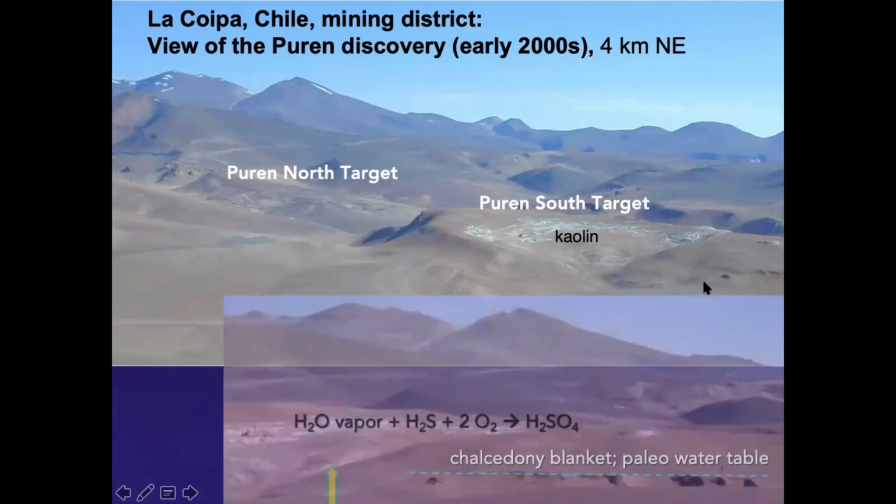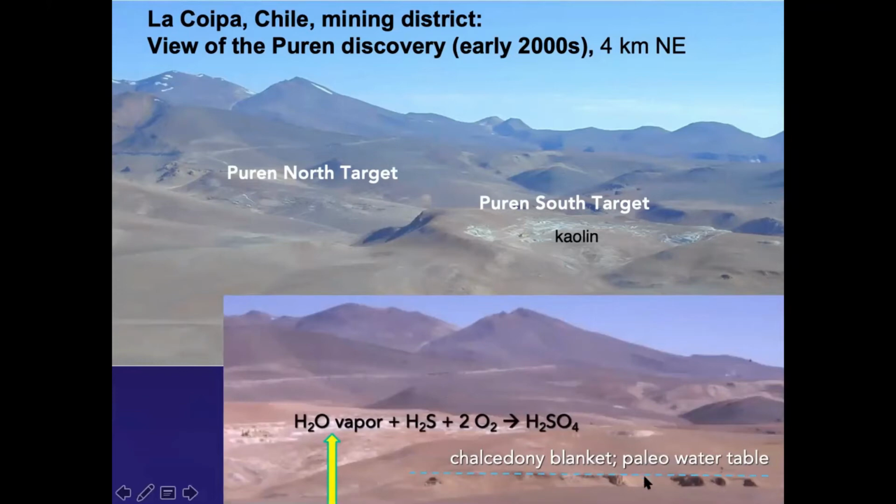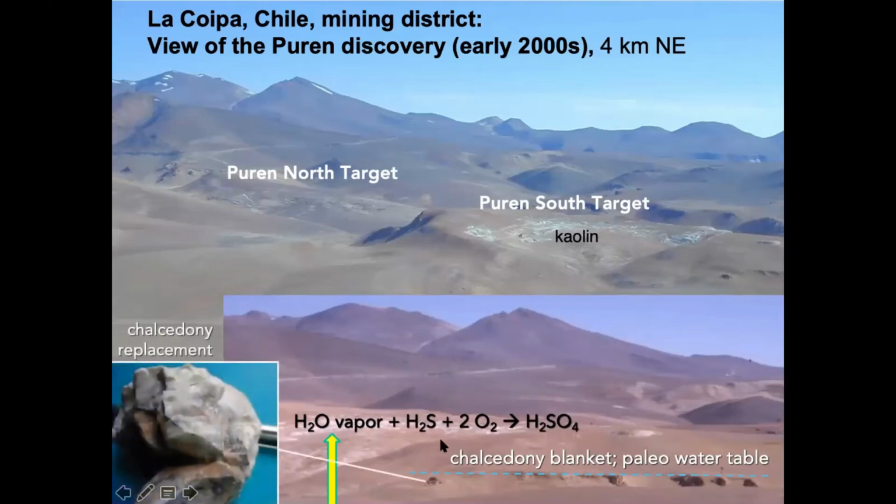In addition, at the base of the kaolin alteration, we see a chalcedony blanket. That chalcedony blanket, or opal, forms at the paleo groundwater table just below the steam heated alteration. Yes, I do have a photograph of the opal. We can see this opaline conchoidal fracture. Opal fractures conchoidally, just like glass.